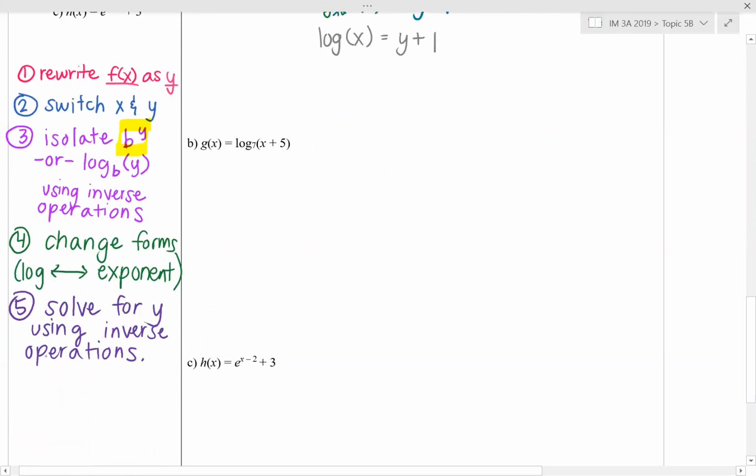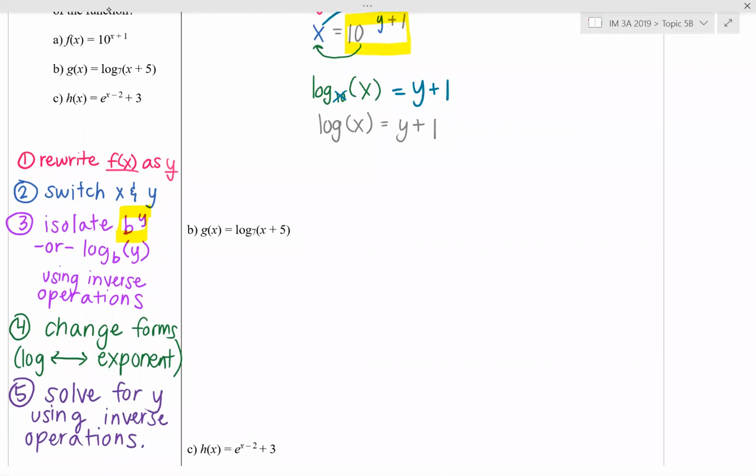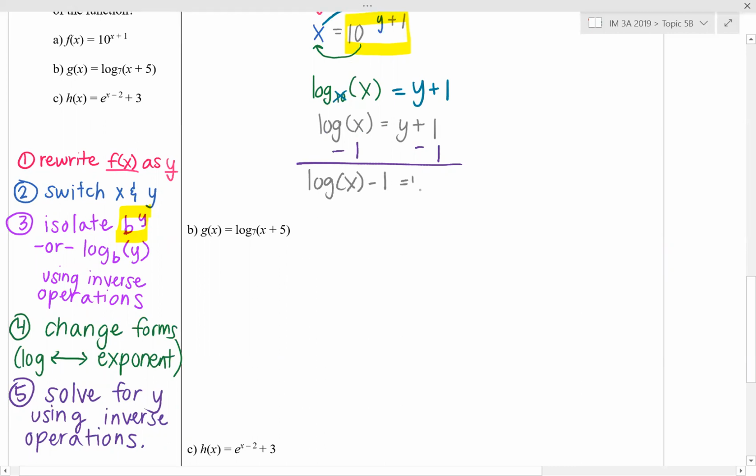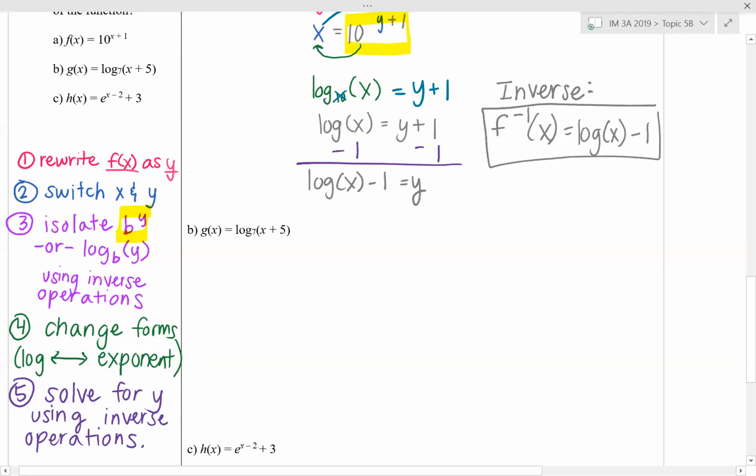And then my last step is to solve for y using inverse operations. Since I have y plus 1, I'm going to subtract 1 from both sides so that y is by itself. Notice that anything attached to the log, I'm not subtracting inside there, I'm subtracting it separately. So this leaves me with log of x minus 1 equals y. Remember that the notation for inverse is to take the function name and use a negative 1 power, so f inverse of x is equal to log of x minus 1. That is my answer for example 3a. So the inverse of 10 to the x plus 1 is log base 10 of x minus 1.